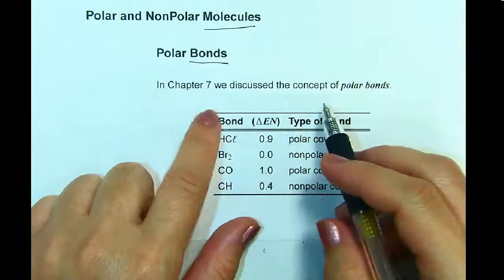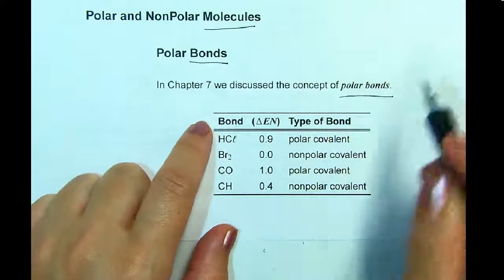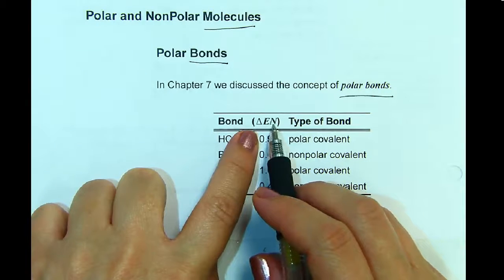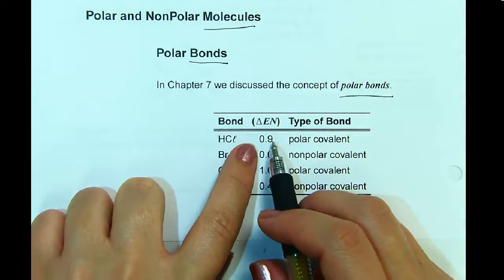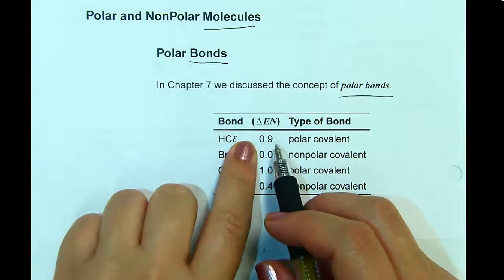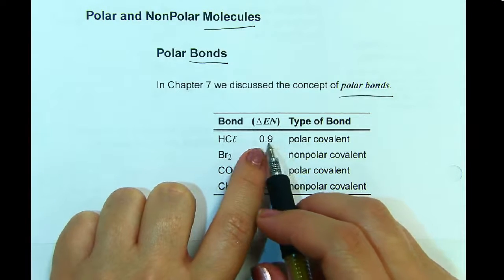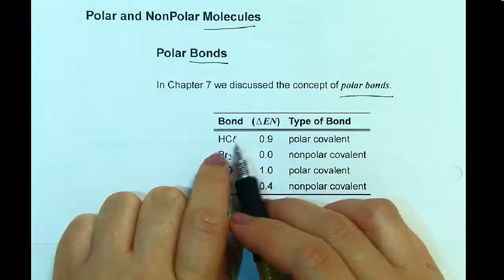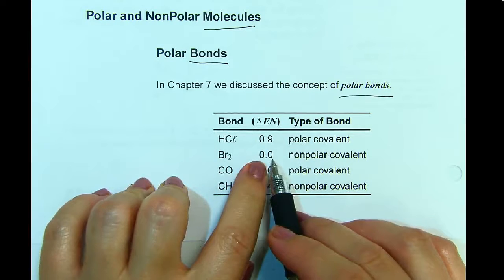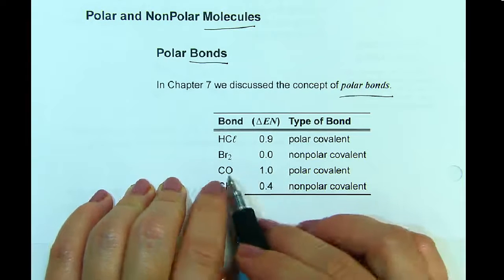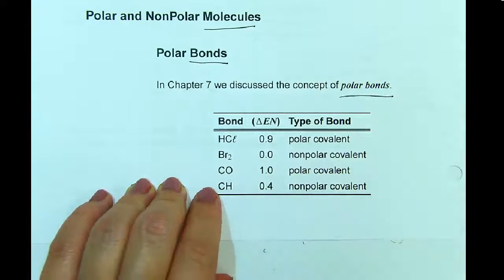In Chapter 7, we discussed the concept of polar bonds, meaning if you looked at the differences in electronegativities, then you can compare them to the little chart we had, and if you had above 0.4 but below 2.0, then you had a polar covalent bond between these two atoms. This would be nonpolar covalent, this is polar covalent, and this is nonpolar covalent.